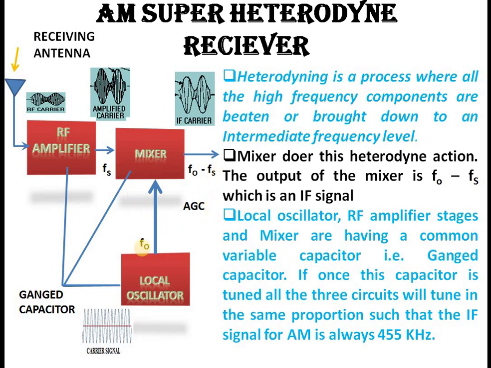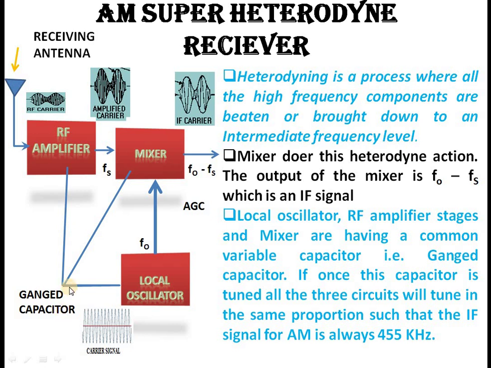Now, the local oscillator stage and mixer stage, along with the RF amplifiers, have a common variable capacitor which is called the ganged capacitor. This ganged capacitor actually has two sets of plates. One is a fixed plate and another is a variable plate.